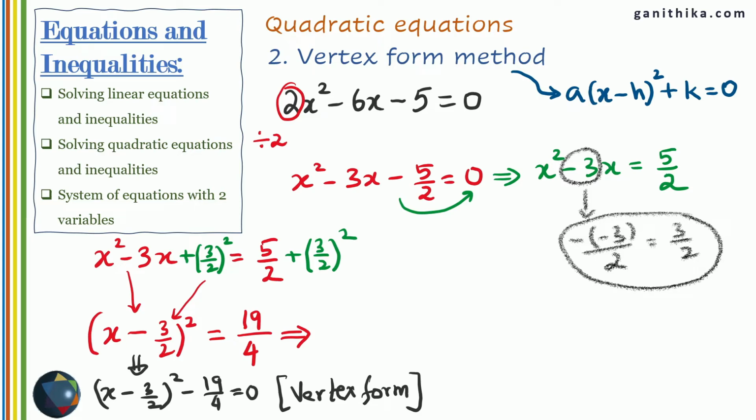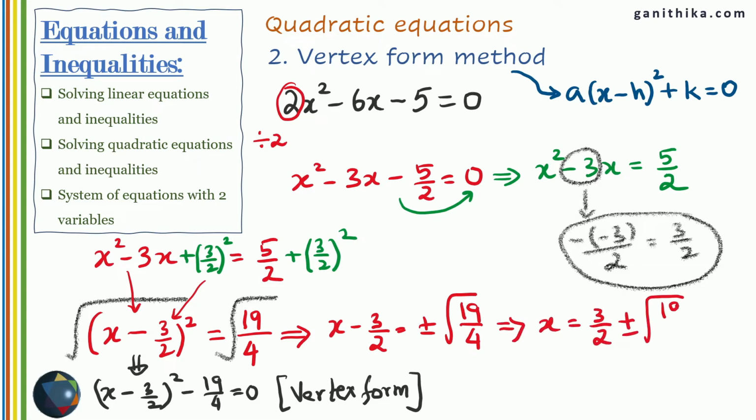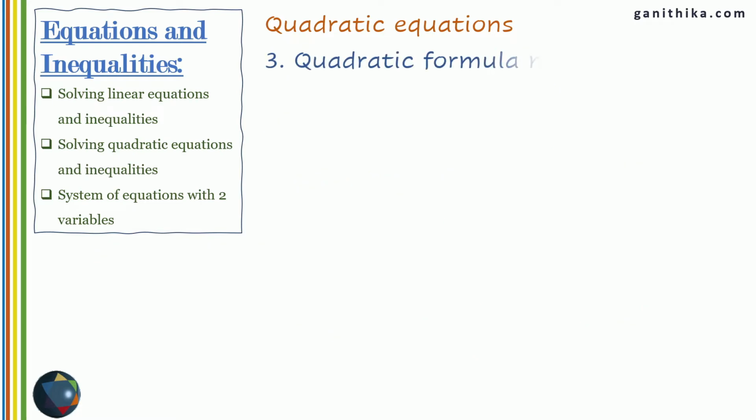After this, it's easy to find the value of x. Take the square root on both the sides. So you'll take away the square on the left hand side, and you will have plus or minus square root of 19 over 4 on the right hand side. Take the negative 3 over 2 to the right side, making x the subject. So this will be the solution for the given quadratic equation: 3 over 2 plus root of 19 over 4, or 3 over 2 minus square root of 19 over 4. Again, this will be explained more in DP classes as well. So you can just relax on this if you haven't learned this before, or you can go to ganitika.com and learn more about this. Next we will see the quadratic formula method.